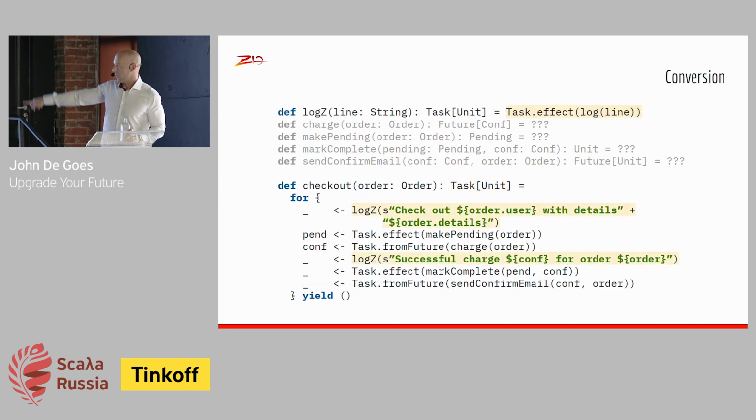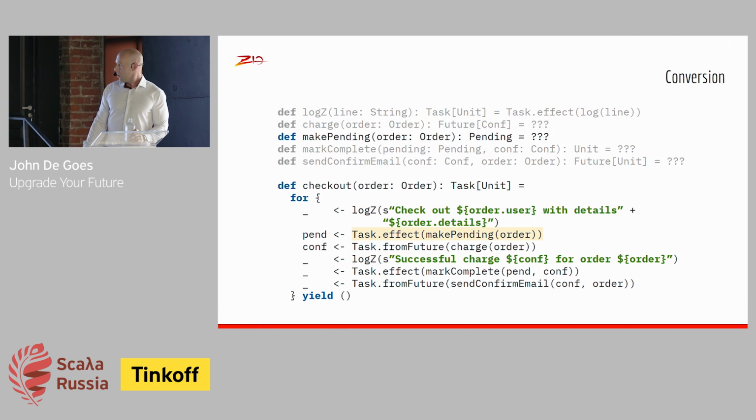And then what we do is we create a little helper called logZ, which just wraps our ordinary log function. And that allows us to return a Task from that. So log returns a Task. It didn't previously return a Task, it returned a Unit. Now it returns a Task of Unit. And then what we do is we take makePending and we stick it inside Task.effect. It used to return Task Unit, but now when we stick it inside Task.effect, we'll get a Task out of that, so we can stick it inside the for comprehension.